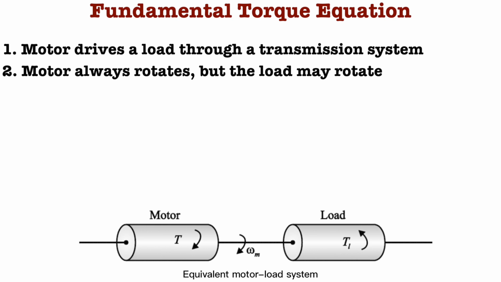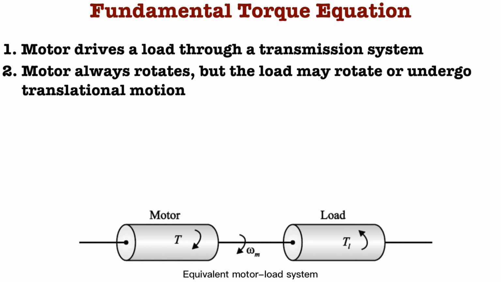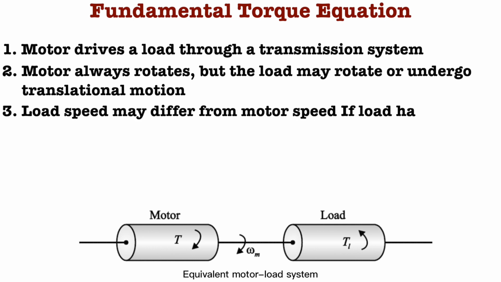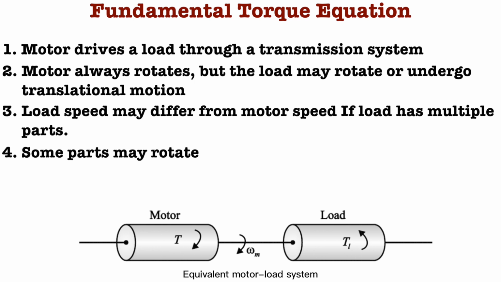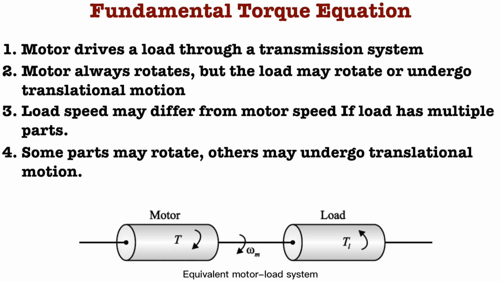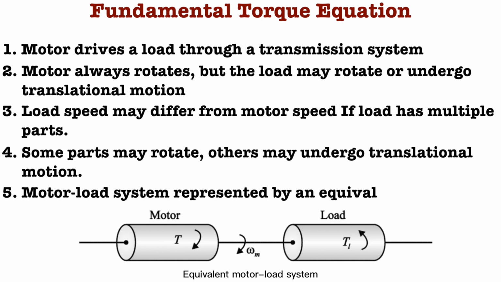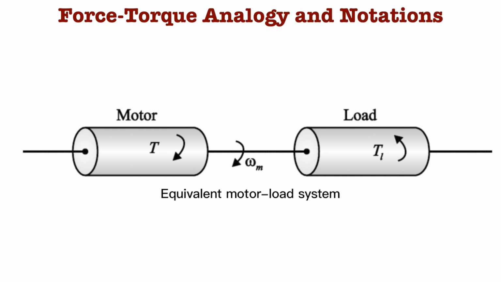While the motor always rotates, the load may rotate or may undergo a translational motion. Load speed may be different from that of the motor, and if the load has many parts, their speeds may be different, and while some may rotate, others may go through a translational motion. But we represent the motor load system by an equivalent rotational system, as you can see. This system is based on force torque analogy and is used for deriving the torque equation.